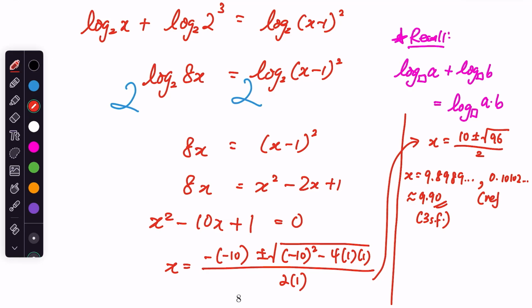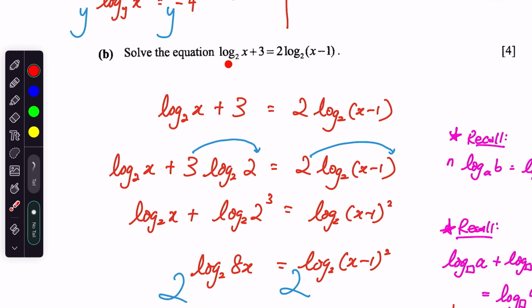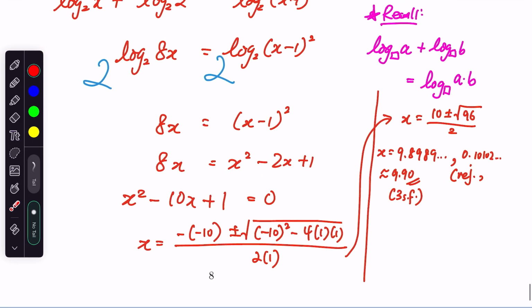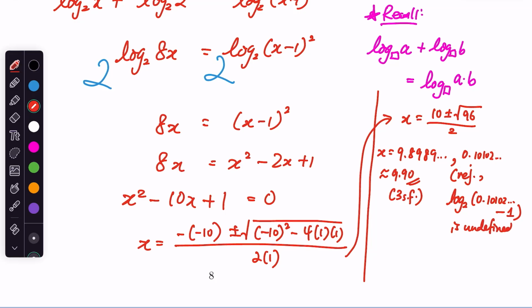Let's go through why we need to reject it. Let's scroll back up to the question. The question says I have log base 2 of (x minus 1). So if x is 0.1 something, then I have log base 2 of (0.10102 dot dot dot minus 1). This is not allowed because this is undefined, which means that I should reject this second value, because the argument of my logarithm function must be positive. 0.1 something minus 1 is negative. This whole logarithm term is undefined. So that's not allowed. And that's all for this question.